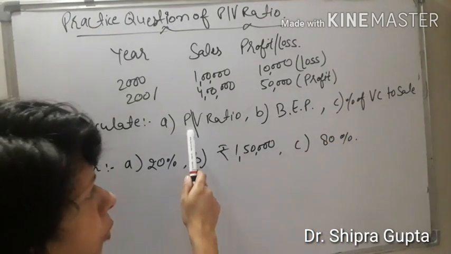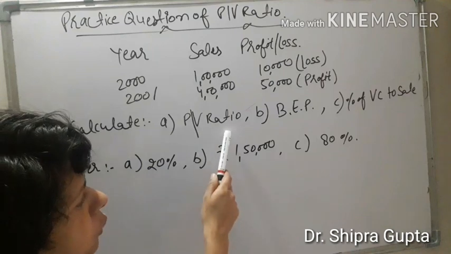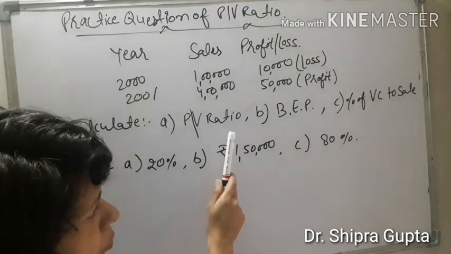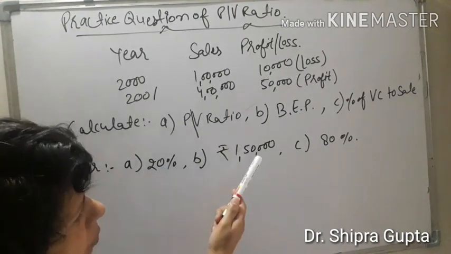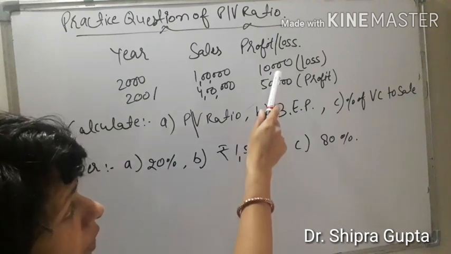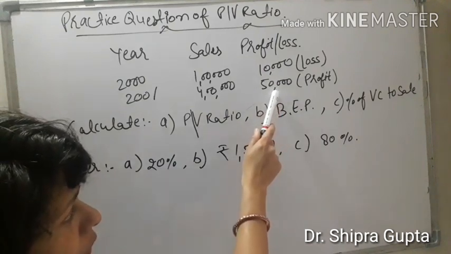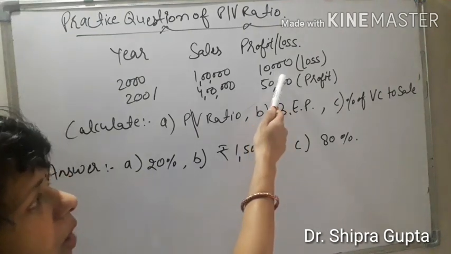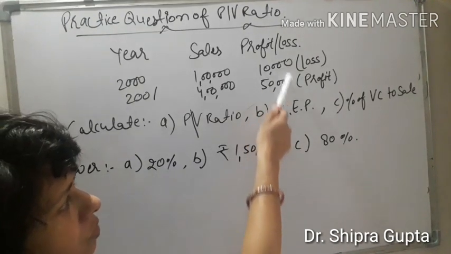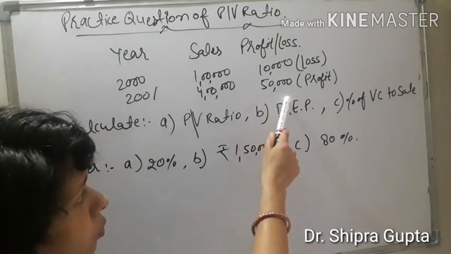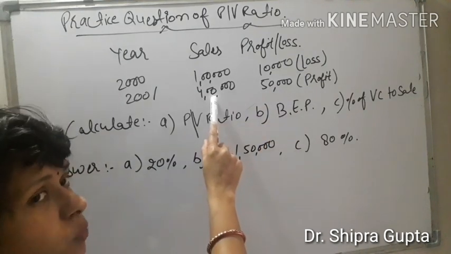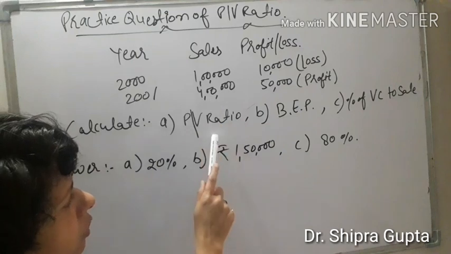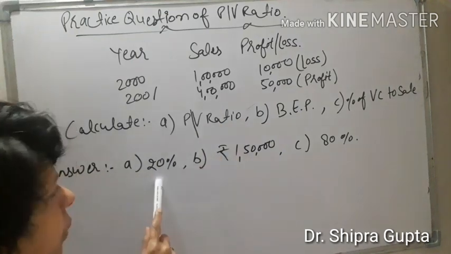First you will calculate profit volume ratio, and the profit volume ratio formula is change in profit upon change in sales multiply 100. Change in profit means a 10,000 loss is given and a 50,000 profit. 50,000 minus, then again minus 10,000, it means change in profit is 60,000 rupees, and change in sales is 4 lakh minus 1 lakh, it means 3 lakh rupees. Then you will calculate profit volume ratio and this answer will come 20%.